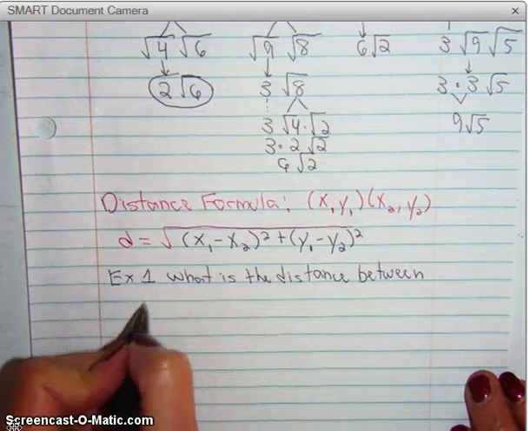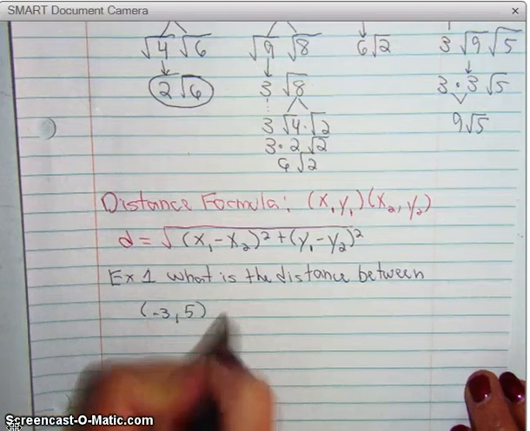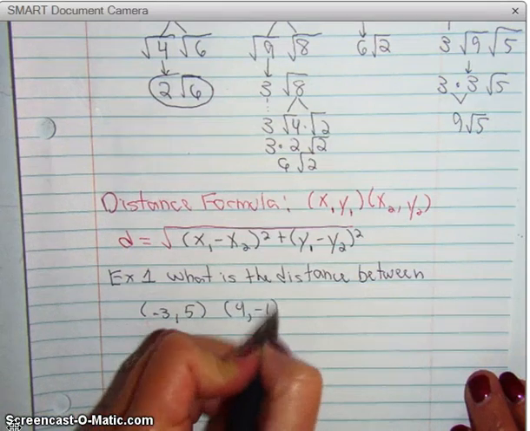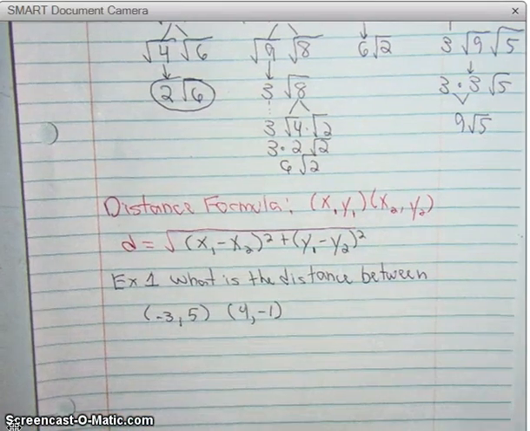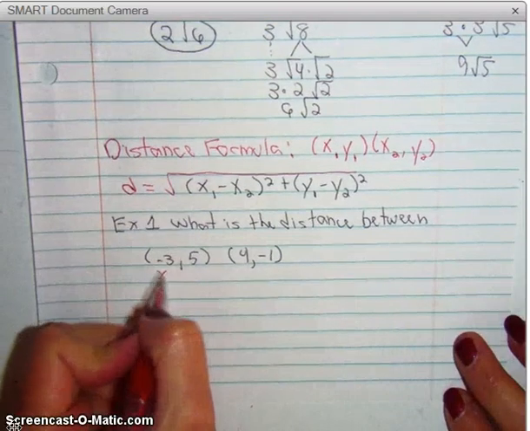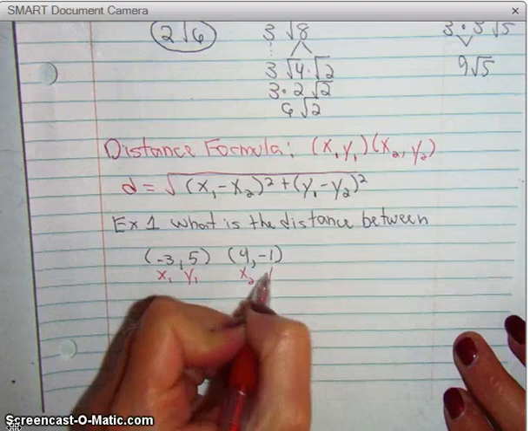Between -3, 5 and 4, -1. Okay? Now what I tell my algebra people is if it's going to help you, go ahead and put x1, y1, x2, y2.